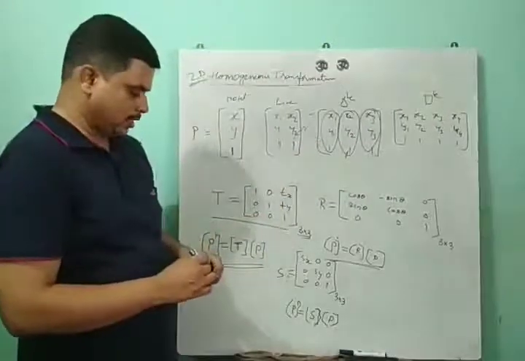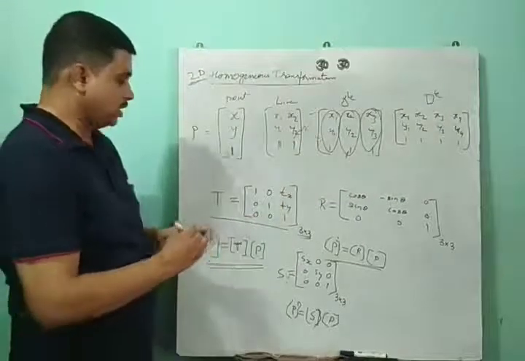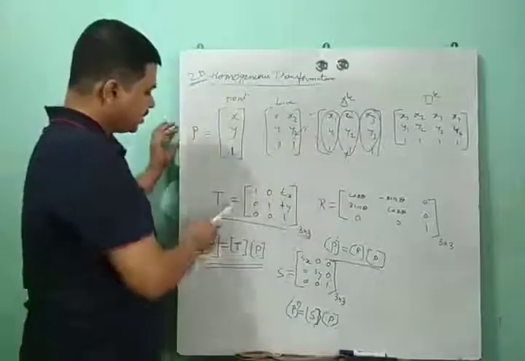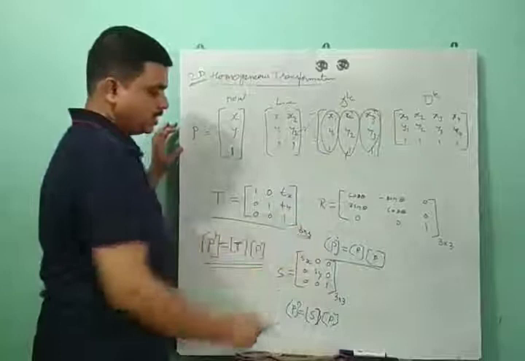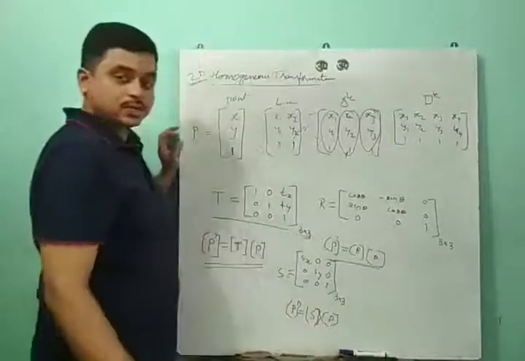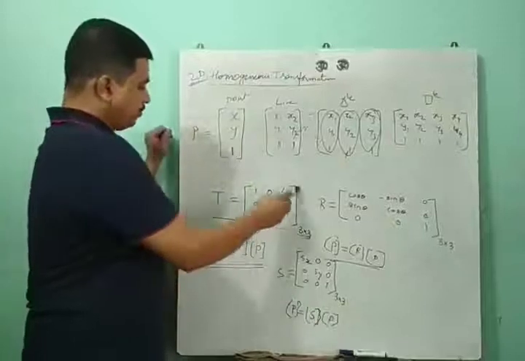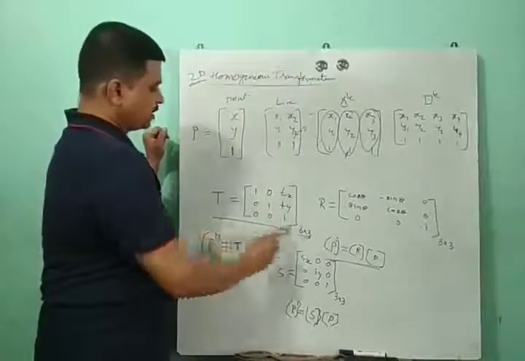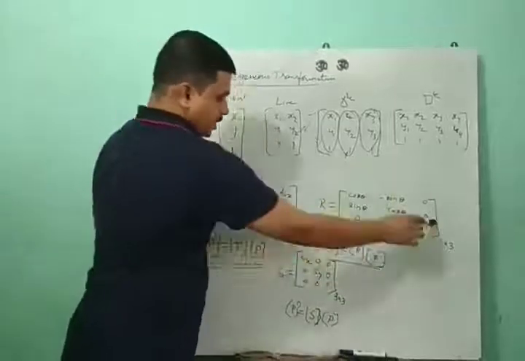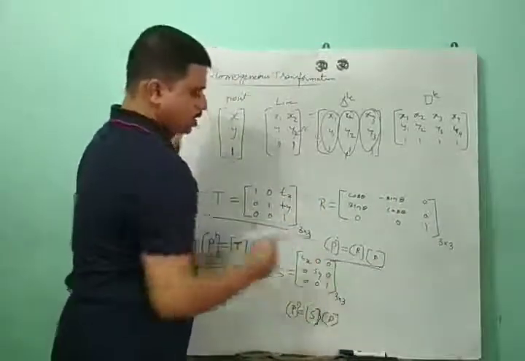So in homogeneous representation, we are representing the transformation matrices in the form of a square matrix of order 3 cross 3. And you have to remember this transformation matrix for translation, this for rotation, and this for scaling.